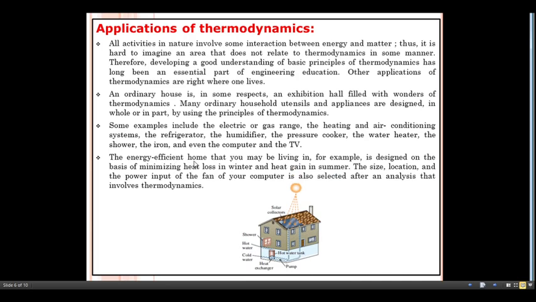The energy efficient home that you may be living in, for example, is designed on the basis of minimizing heat loss in winter and heat gain in summer. The size, location, and the power input of the fan of your computer are also selected after an analysis that involves thermodynamics.